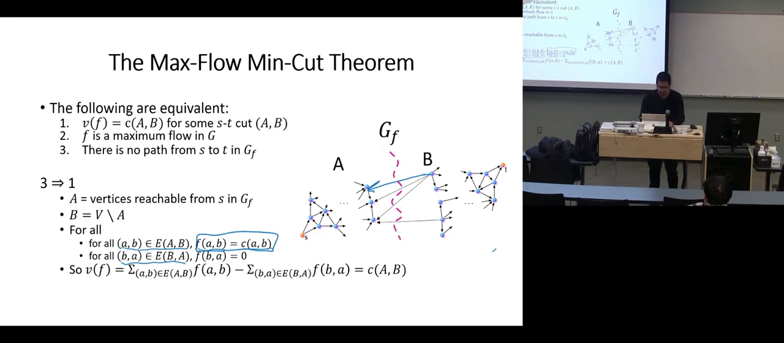Okay. So what do we get from this? If you look at the ST cut, every edge that goes from A to B is saturated, and you don't even send anything back from B to A. Which means the value of the flow is the total flow that you send from A to B, minus the total flow that you send back from B to A. This thing is zero, and this thing is just equal to the total capacity of the edges from A to B.